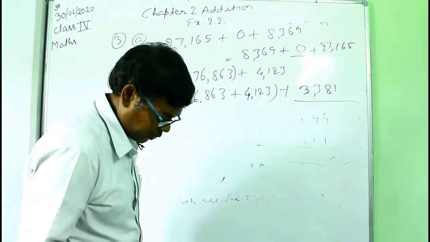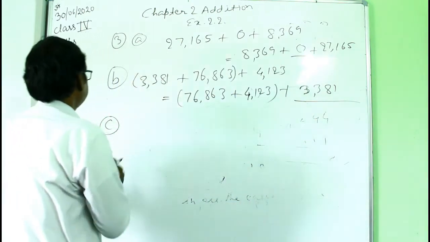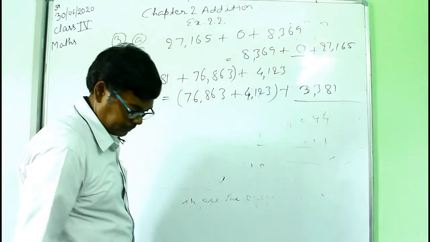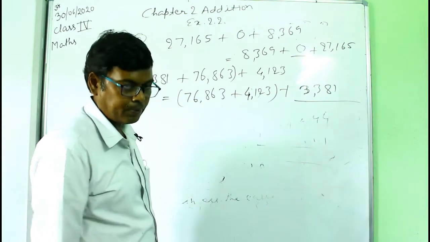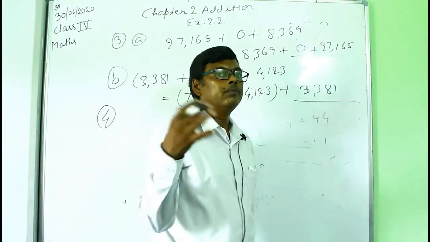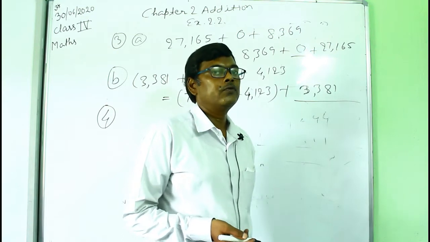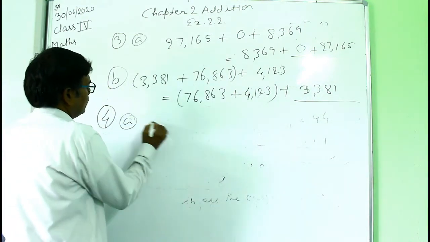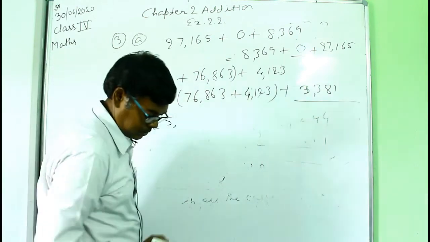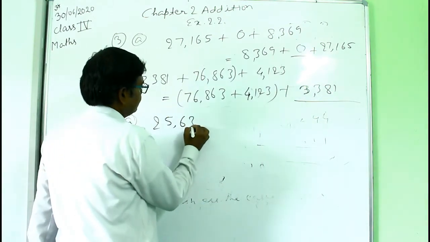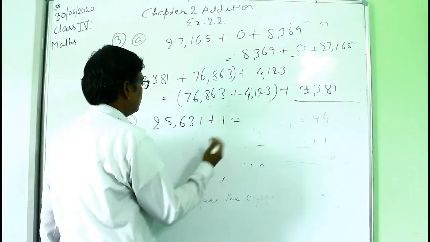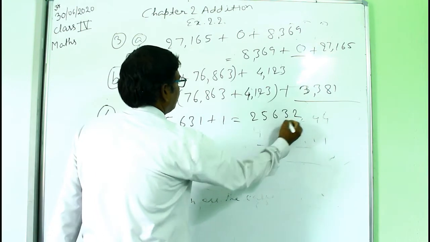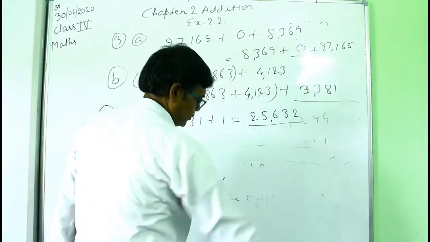Now question number 4. Here again we have to use the property that when you add 1 to a number, you will get the successor of the given number. So the first question is 25,631 plus 1. It will be equal to 25,632. So this is the answer.